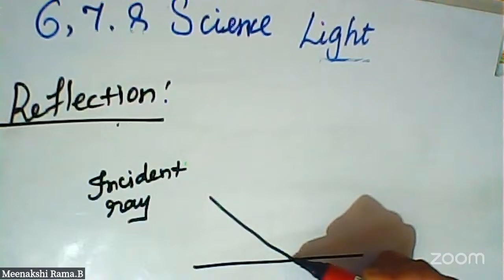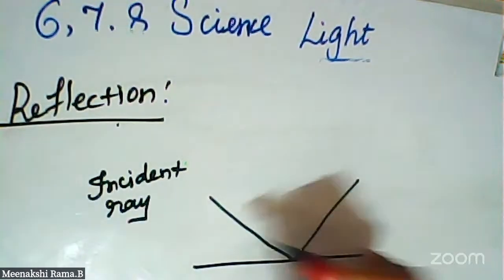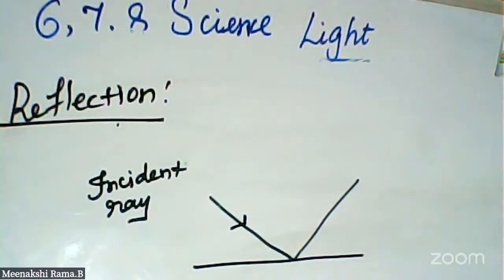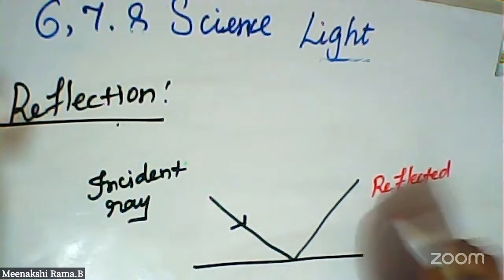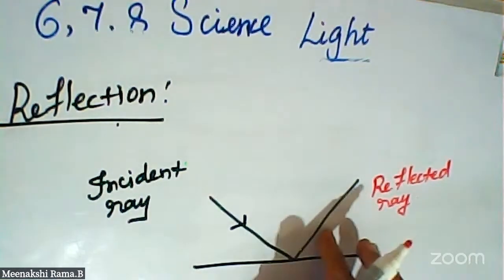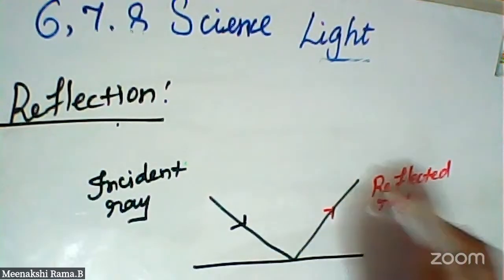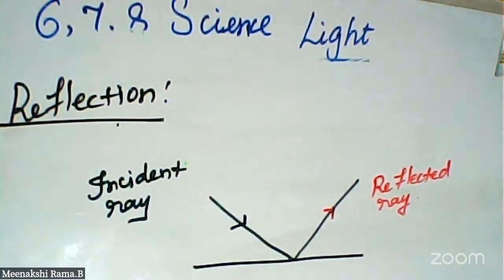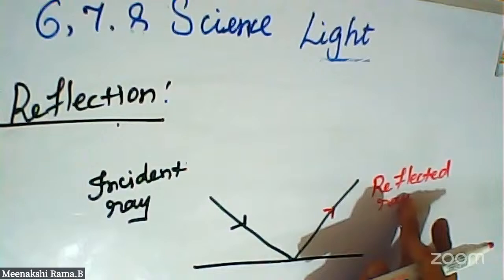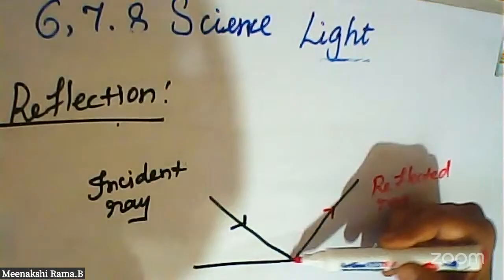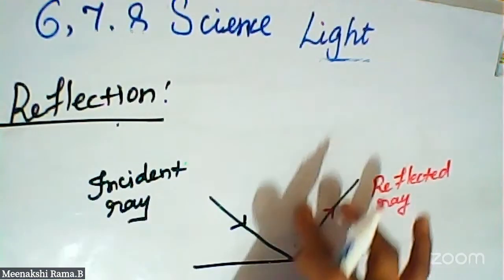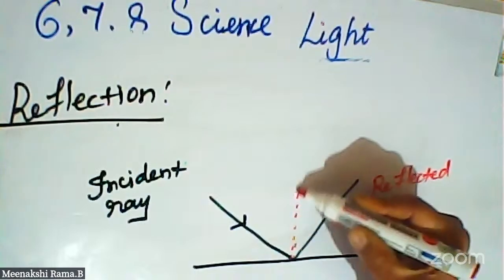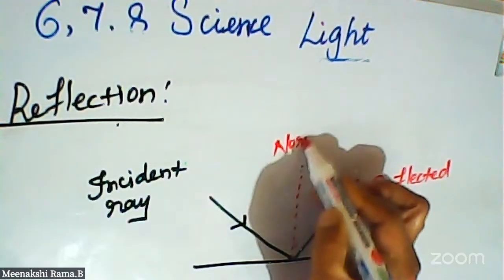Immediately the light is reflected to the opposite side. This is called the reflected ray. When the light is reflected to the opposite part, that kind of ray is called the reflected ray. So this is the incident ray, this is the reflected ray. When I draw one straight line in this part, this is called the normal.